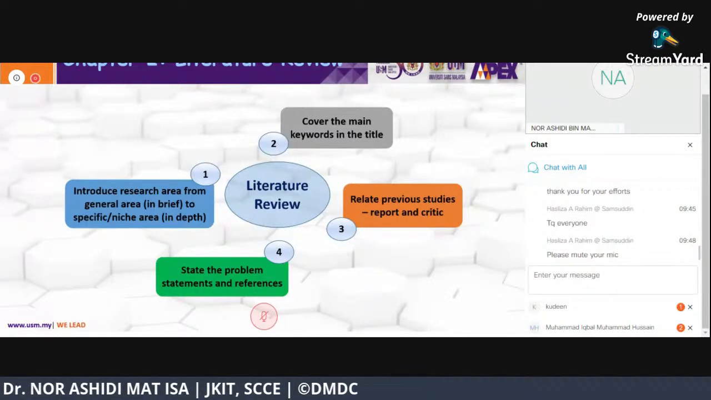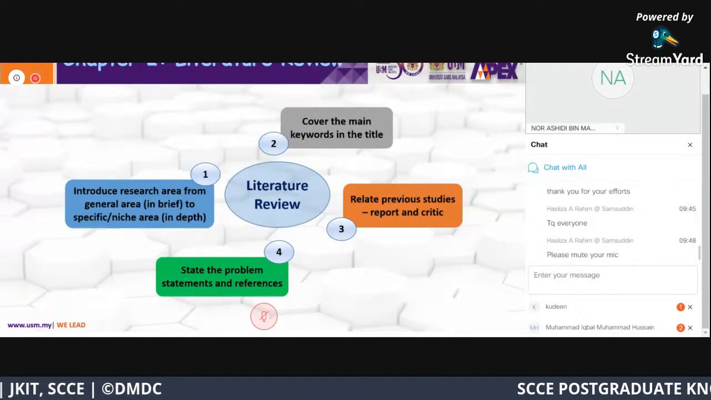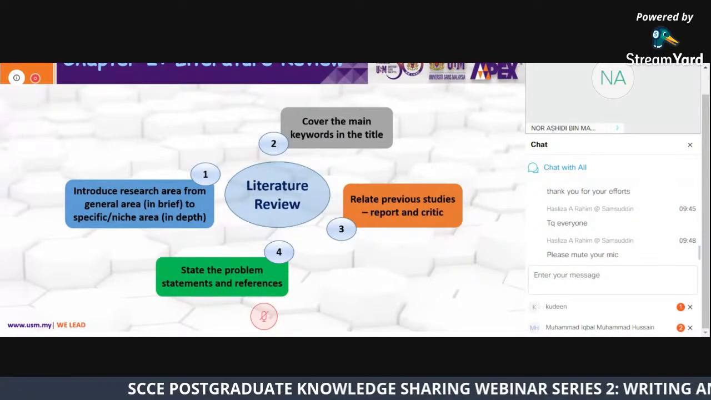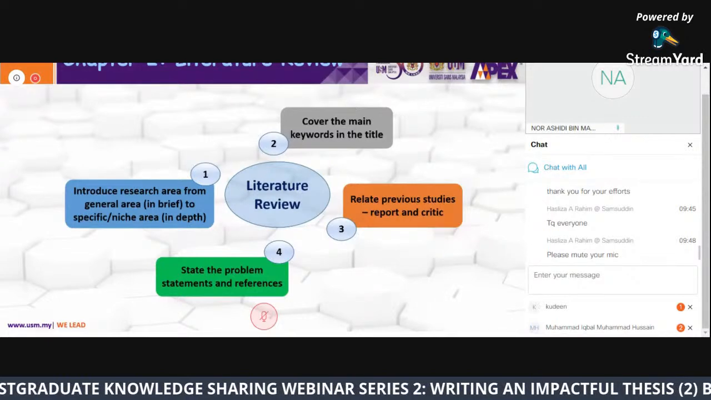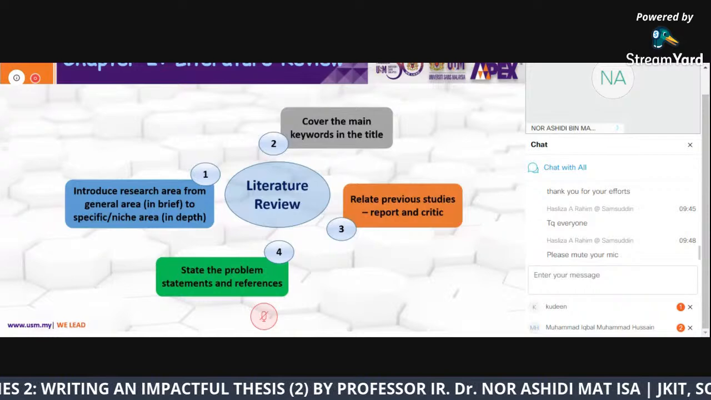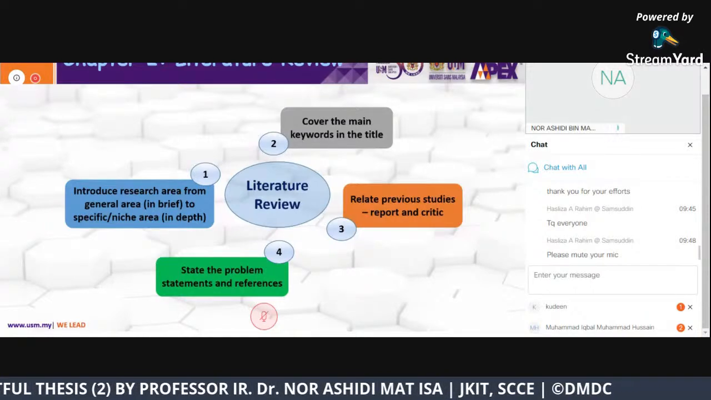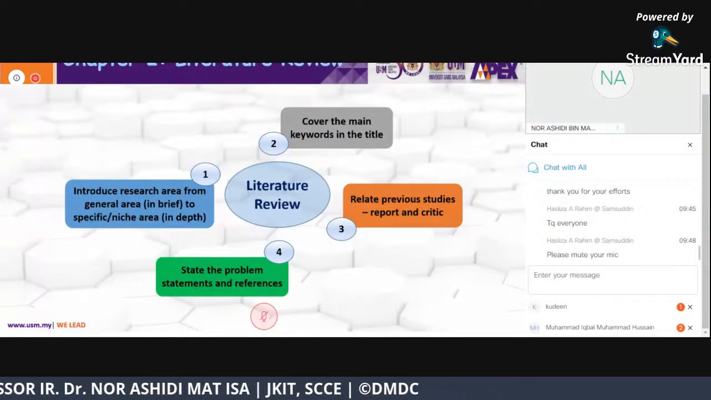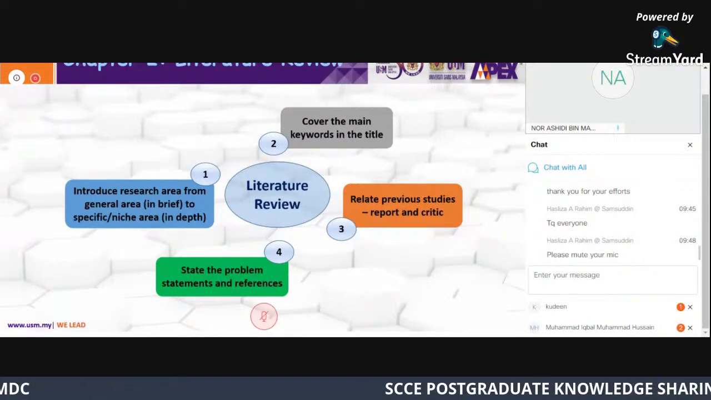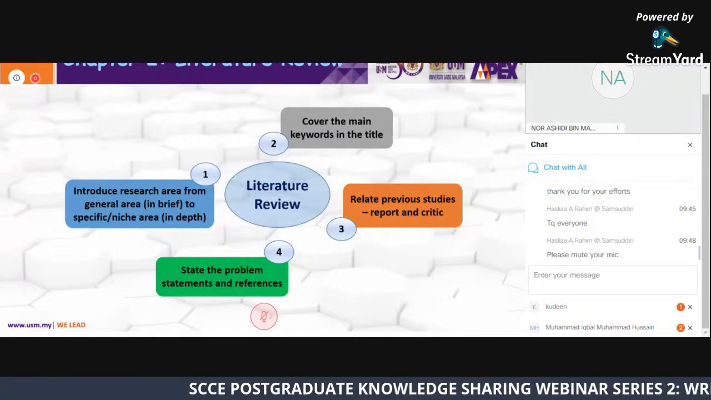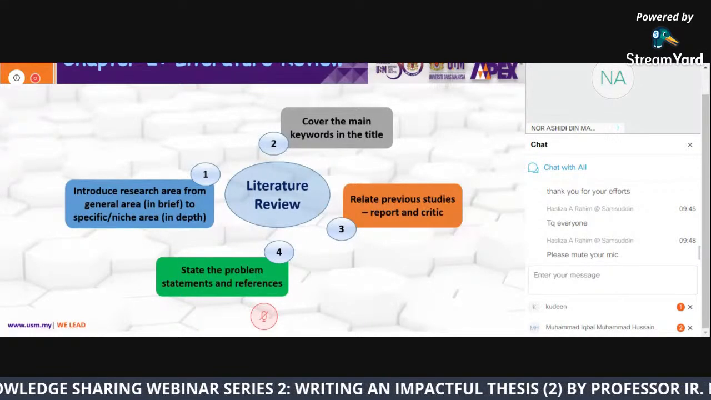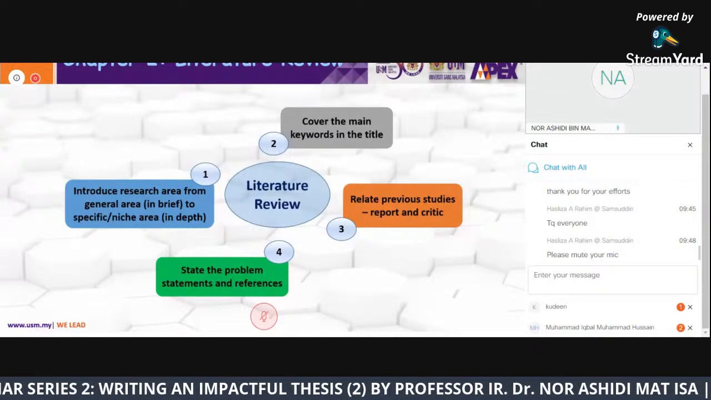So how do you start your research? You must start with a very general one. Let's say you want to focus on artificial neural networks, ANN. At the beginning, you must know about artificial intelligence. What is artificial intelligence in general? Just introduce that in brief, in a very general way.